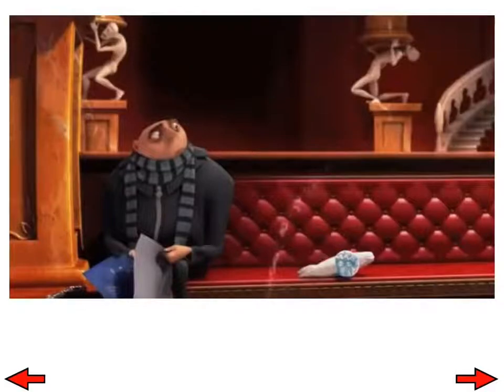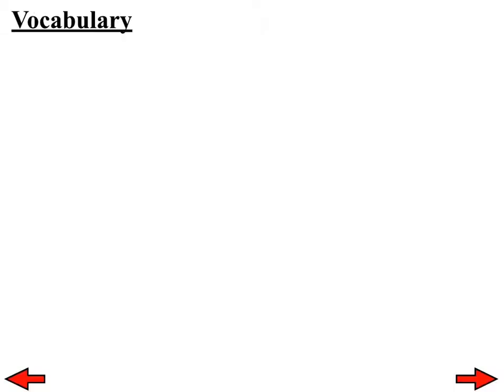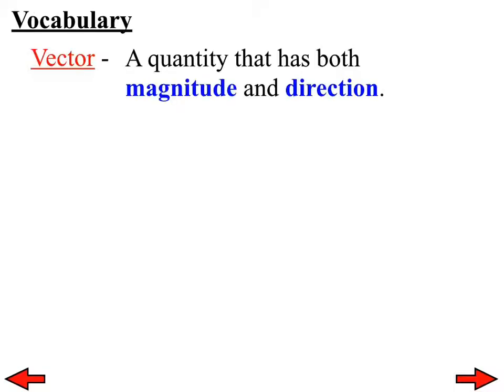Okay, as he said in the short little video there, a vector is a quantity that has both magnitude and direction. And we've got blank areas to fill in here. So we're going to start today's discussion by talking about what we mean by direction and what we mean by magnitude.